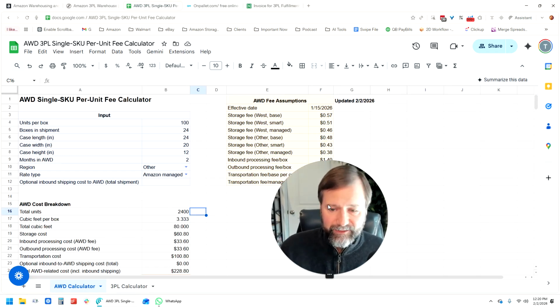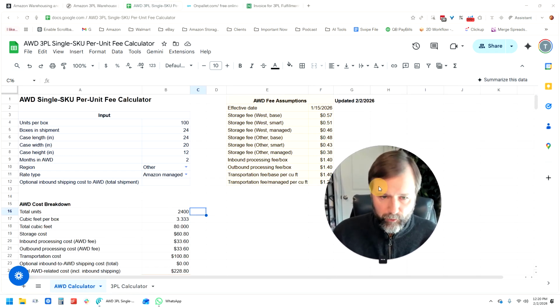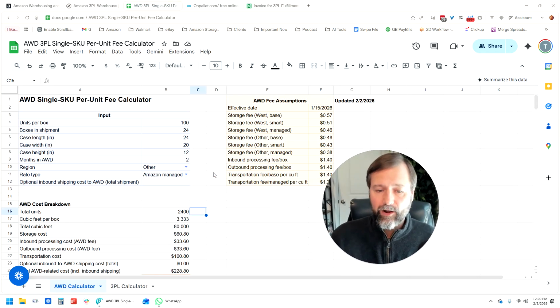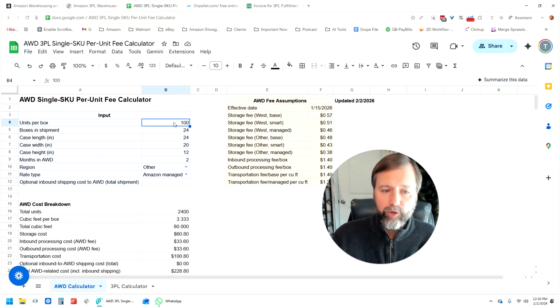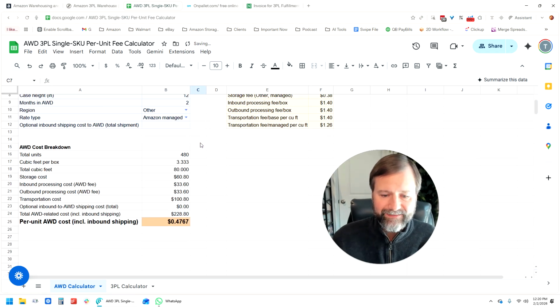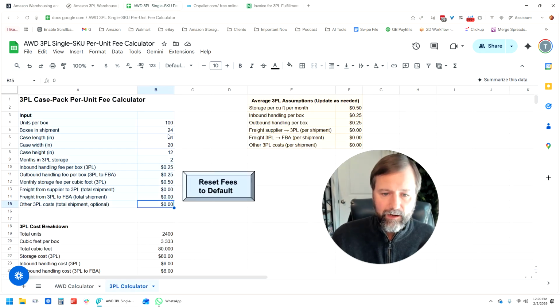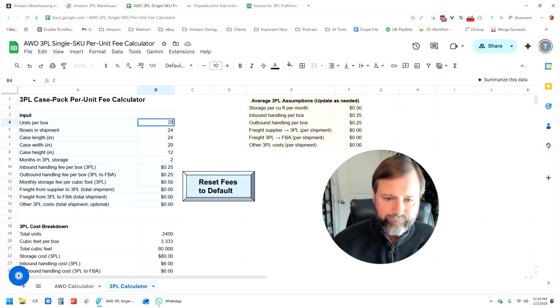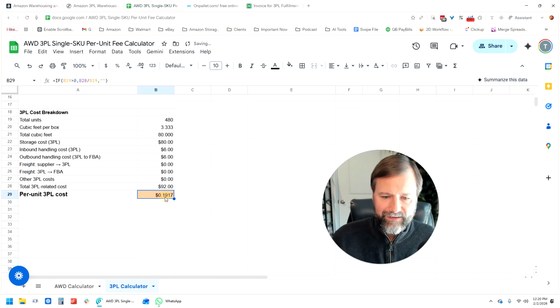The good thing about AWD is it's very straightforward on a per box basis, but it's not always the cheapest. The more units you have per box, the better. If we only had 20 units per box, now our per unit fee is up to 47 cents, whereas with your 3PL, it's not going to change as much. It's going up, obviously, quite a bit, but it's still cheaper.